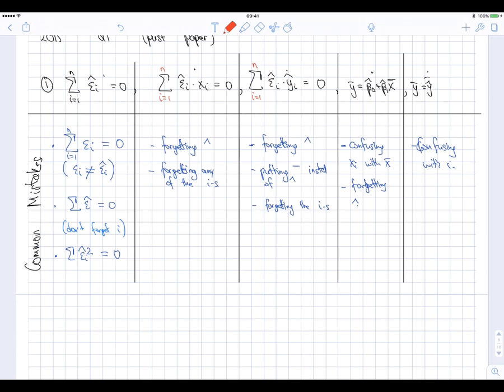So here's a very simple question that can be made very simple. You can get full marks, or you can lose a lot of marks.